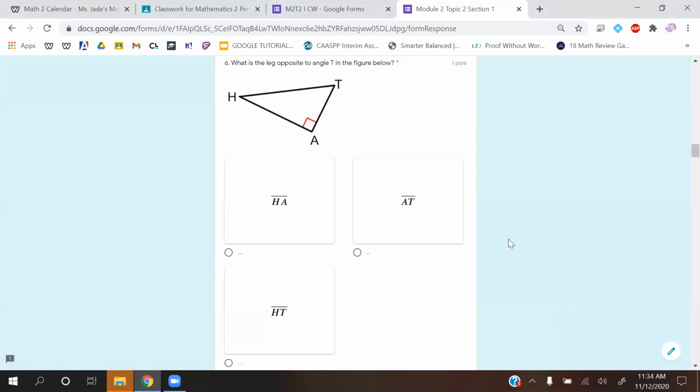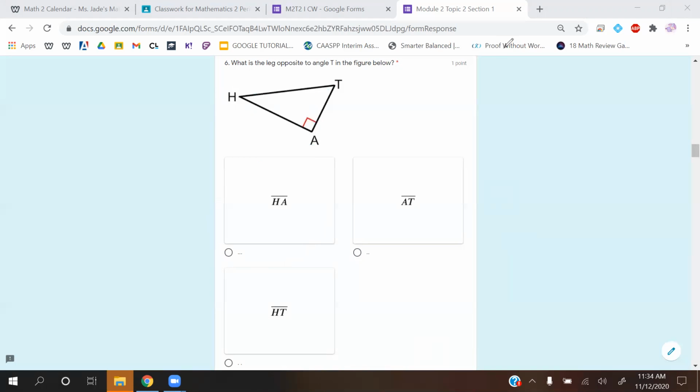Number 6 says, what is the leg opposite to angle T in the figure below? Which one is it? HA. HA, good. Opposite, all the way across, HA. Okay, I'm going to leave that up for a couple seconds before I clear the drawing. So opposite, go all the way across, HA.